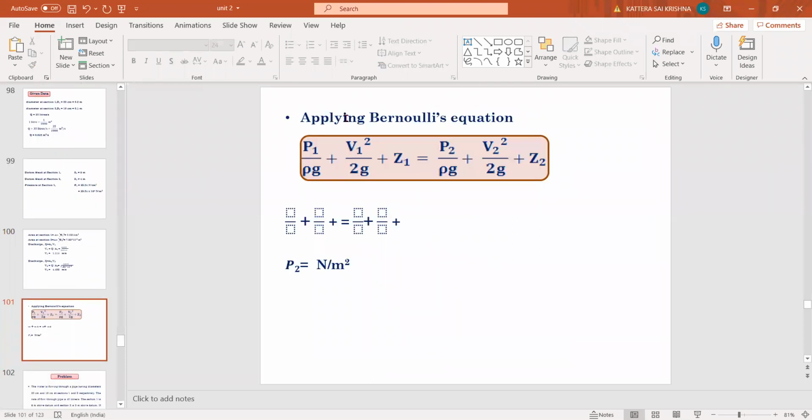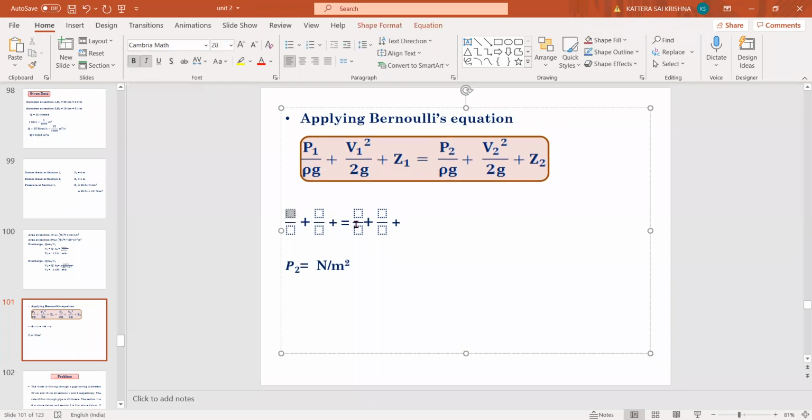So now, by applying Bernoulli's equation. What is Bernoulli's equation? This is nothing but total energy at section 1 is equal to total energy at section 2. In this, these are the three energies: pressure head, kinetic head, and datum head. Similarly at the second point. So we need to substitute all the values to get the P2 value.